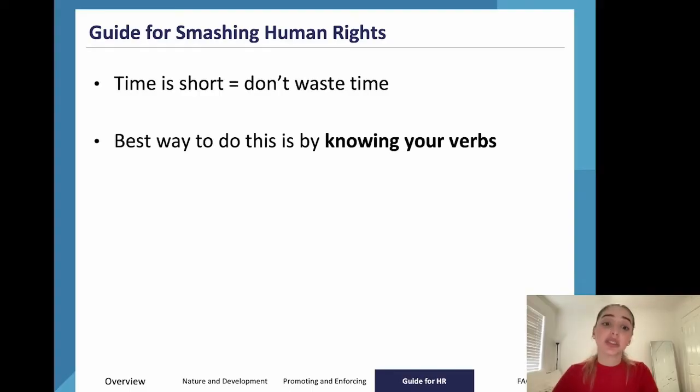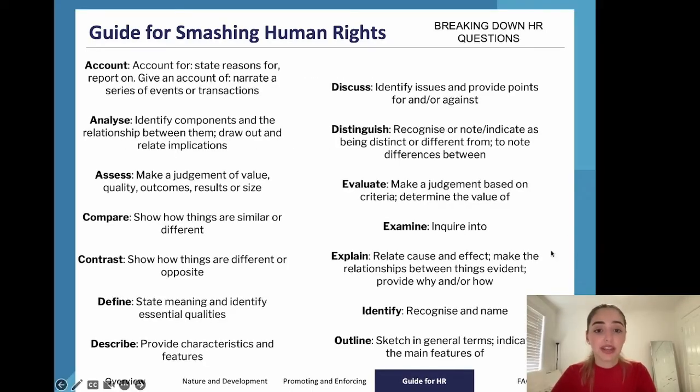The best way to do this as well is knowing your verb, okay? So if you're asked to compare, you need to show how things are similar or different. If you're asked to identify, you literally can dot point if you're asked to identify. If it says identify a human right enshrined in the Constitution, the right to trial by jury. You literally can just put that and it's a mark. However, if it's define or describe, different, okay? And you can see that if you were describing for an identify question, you're wasting time.